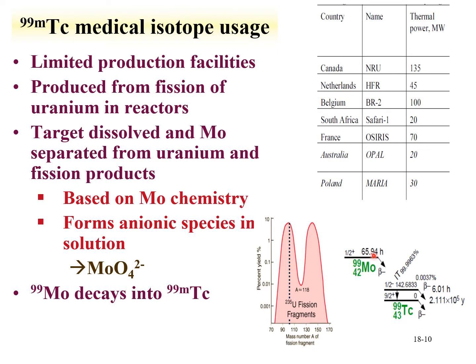The molybdenum-99 has a 66-hour half-life. It decays to the excited state of technetium, the technetium-99m, which has a 6.01-hour half-life, and then that technetium-99m decays to the technetium-99 ground state through the emission of a photon at 140.6 keV.